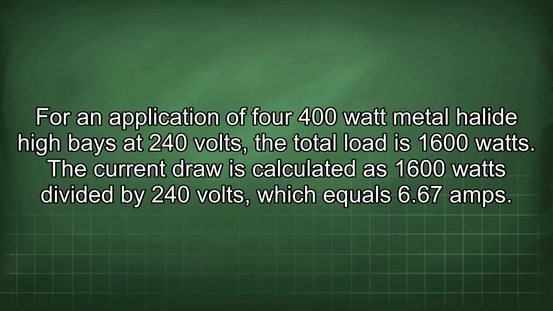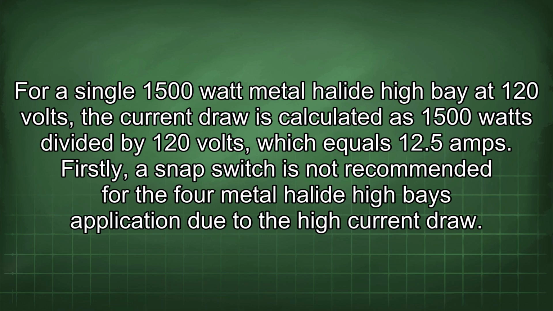watts. The current draw is calculated as 1600 watts divided by 240 volts, which equals 6.67 amps. For a single 1500-watt metal halide high bay at 120 volts, the current draw is calculated as 1500 watts divided by 120 volts, which equals 12.5 amps.